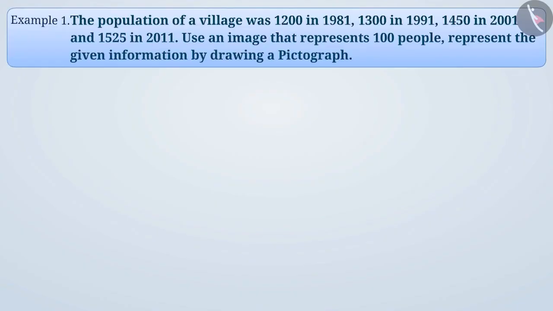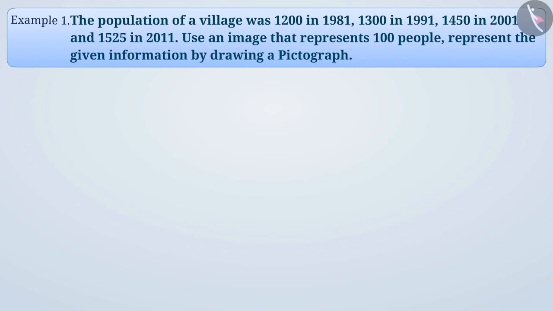1,200 in 1981, 1,300 in 1991, 1,450 in 2001 and 1,525 in 2011. Use an image that represents 100 people. Represent the given information by drawing a pictograph.